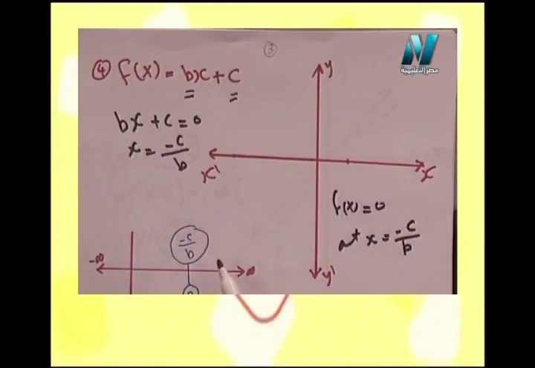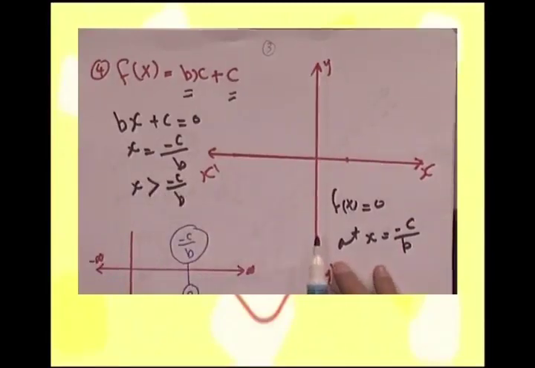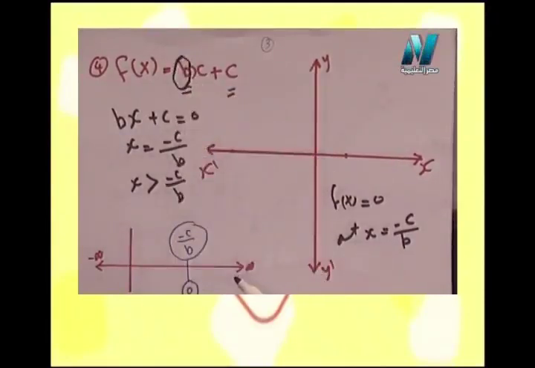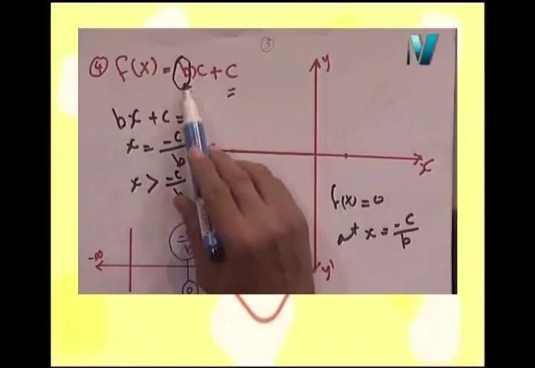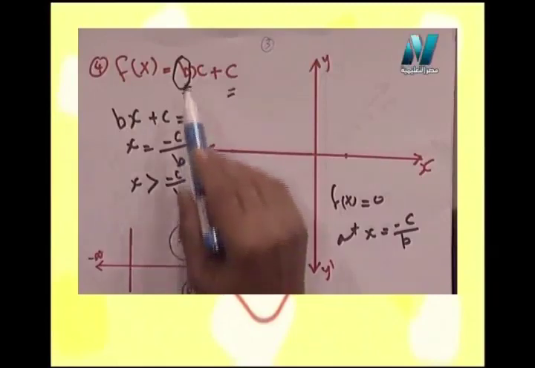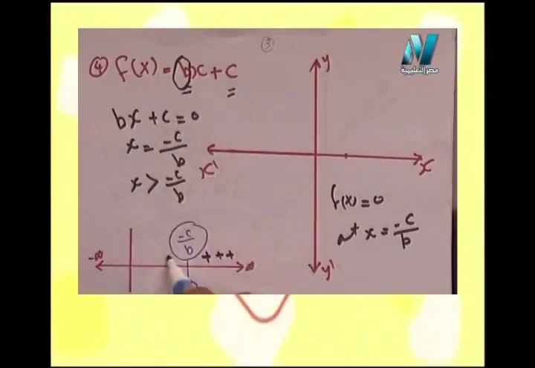But when x is greater than negative c over b, this part here will have the sign of b, the sign of the coefficient of x. If the coefficient of x is positive, then this part will be positive. If the coefficient of x is negative, this part will be negative. And vice versa for this part. The function will be opposite to the coefficient of x. If this coefficient is positive, then it will be negative from negative infinity to the number negative c over b.